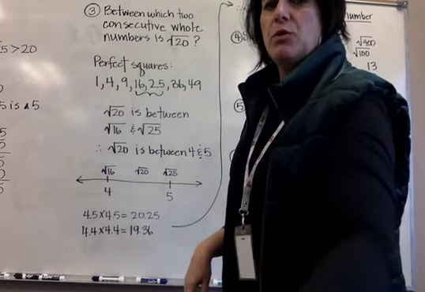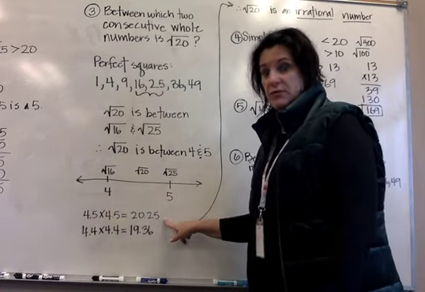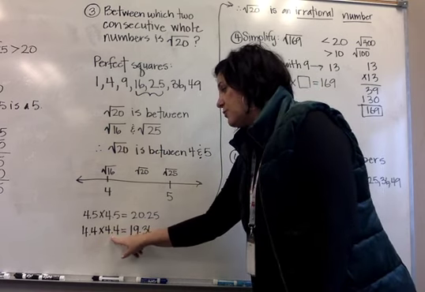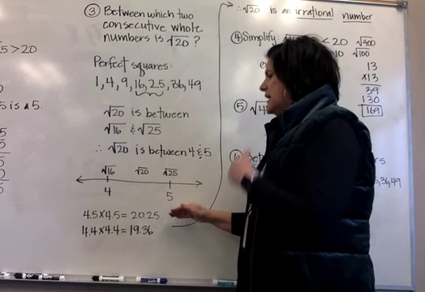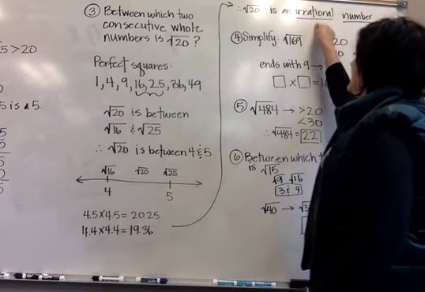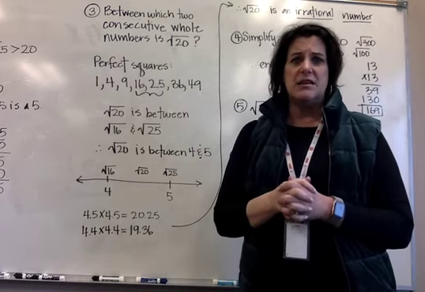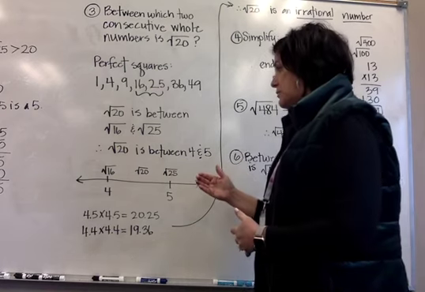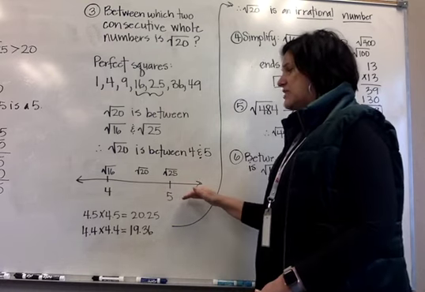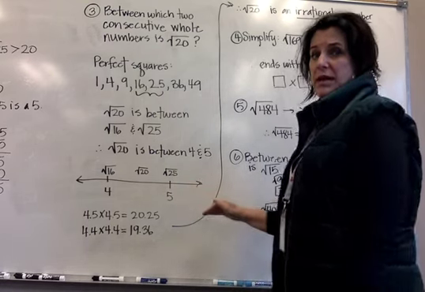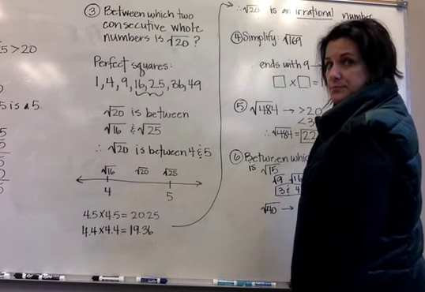When we start talking about the square root of 20, we can see that 4.5 times 4.5 is 20.25, and 4.4 times 4.4 is 19.36. So the square root of 20 is actually called an irrational number. There is no exact number that is the square root of 20. We know that it's somewhere between 4 and 5, but there is no actual number that is the square root of 20. So we call the square root of 20 an irrational number.